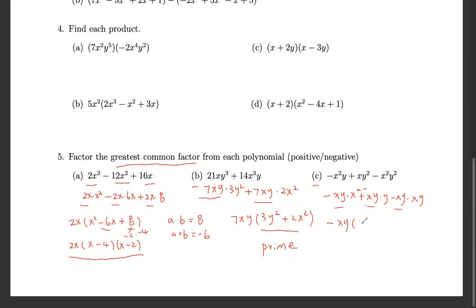Then the first term is left with x, the second term is left with y, the third term is left with positive xy, because this one is positive. But if we choose this one to be negative, this y has to be negative also, because negative times negative is positive. And this x, of course, is positive. So x minus y plus xy inside parentheses, no more common factors. So that's it.